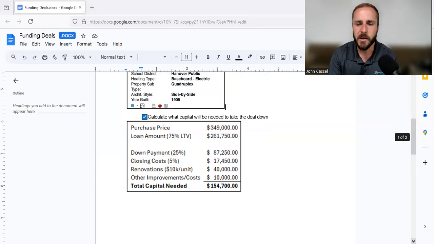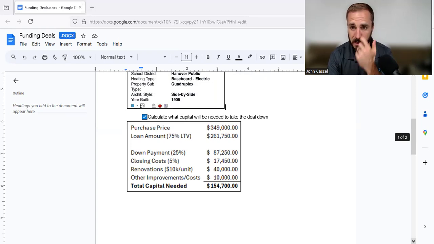If you do a quick calculation for about 5% of the purchase price in closing costs, and then for this property, we'll just assume all 4 units, you're going to put renovation on them for $10,000 a unit. So mid-level renovation, that's another $40,000 that you'll need. And then for other improvements or costs, we just put in $10,000 there.